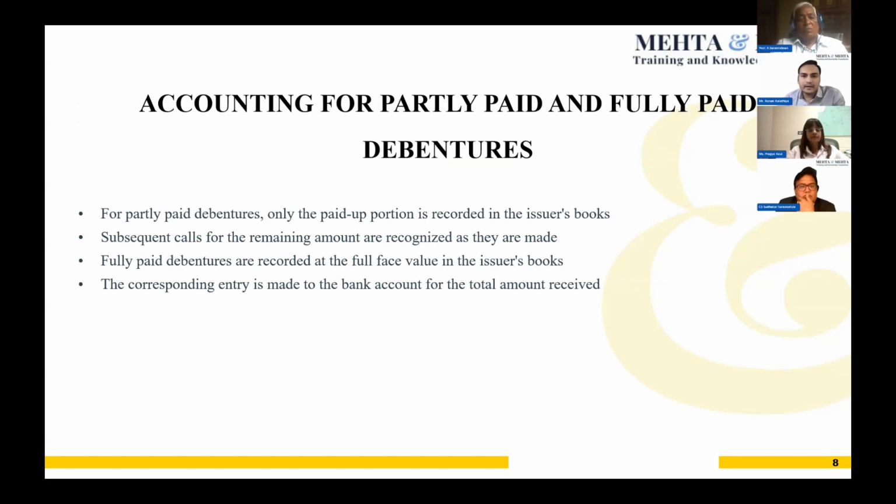My counterpart, CA Akshar Patel, will take us through the accounting treatment of the partly and fully convertible debentures.